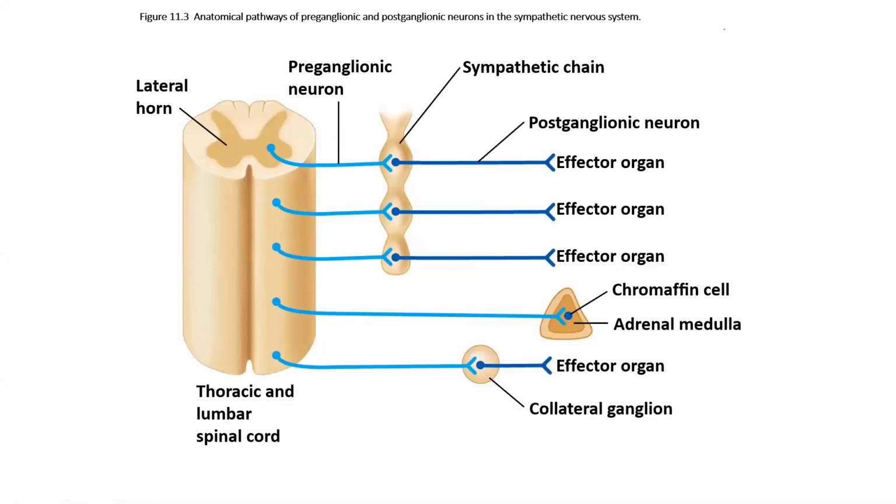Okay, so what we're seeing here are those 3 routes again. Just summarizing those 3 routes, right? From the sympathetic chain, from a collateral ganglia, or from the adrenal medulla chromaffin cell.